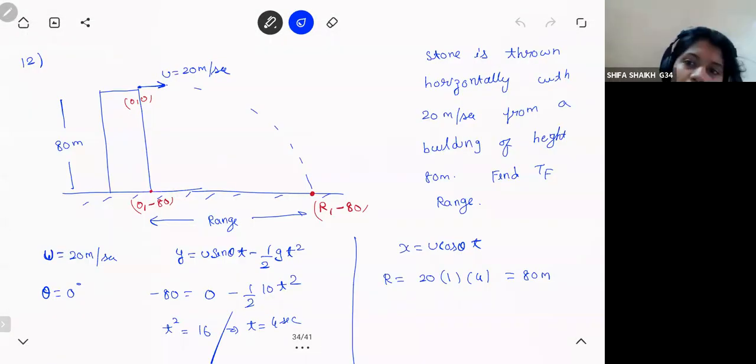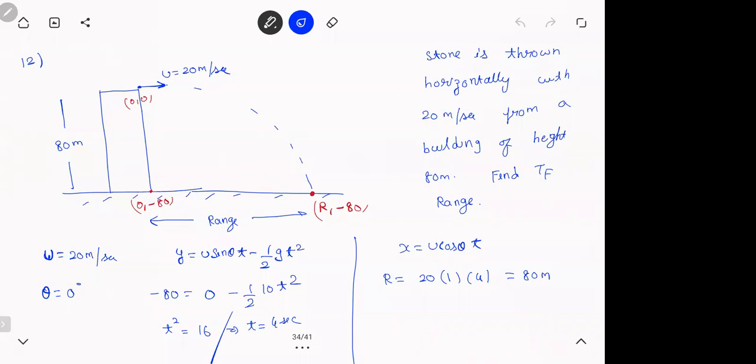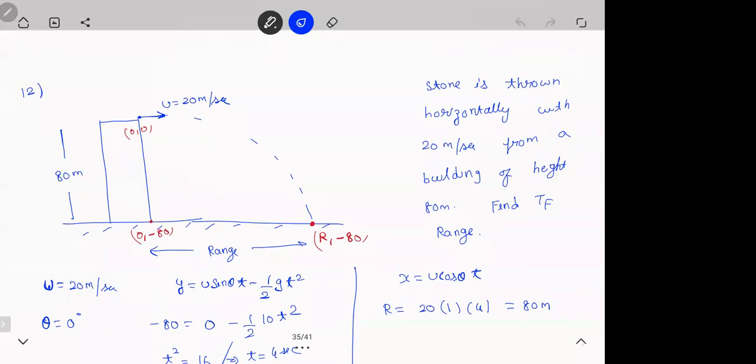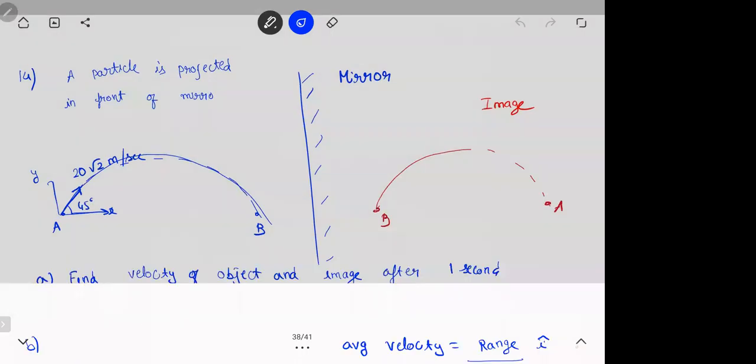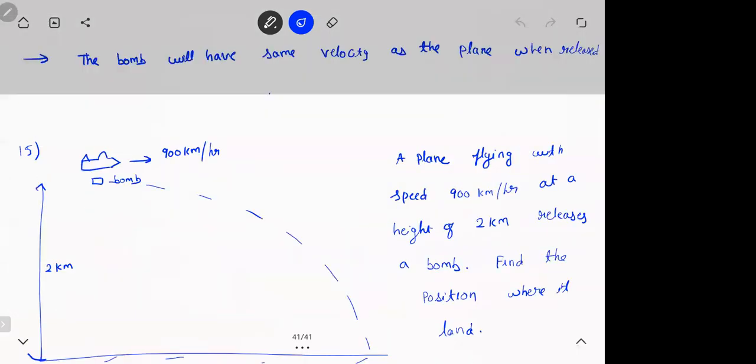What is the difference? Instead of a bomb, you have a particle. Instead of 250, you have 20 meters per second. Height is 2000 meters. Exact same question, na? Only numbers are different. Can you see the difference? So this is how the questions will be. You know, that aeroplane, bomb, and all is just a story. The actual question is something else.